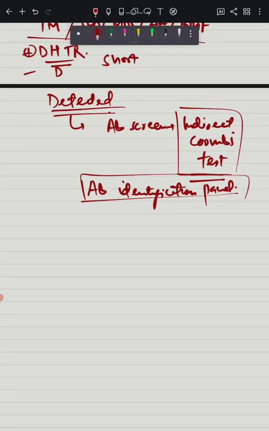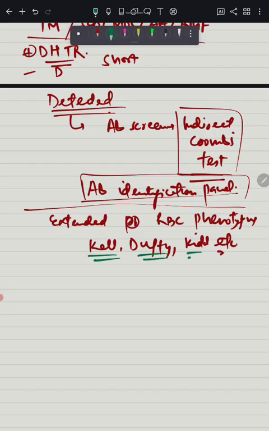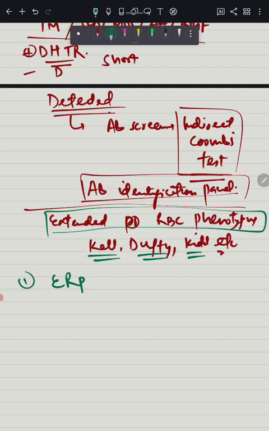So how do we prevent this alloimmunization? What are the various strategies? One is extended RBC phenotyping. You have to match donor RBC not just for ABO-Rh antigens but also minor antigens like Kell, Duffy, Kidd, etc. So these antigens are to be matched. This is the first strategy.